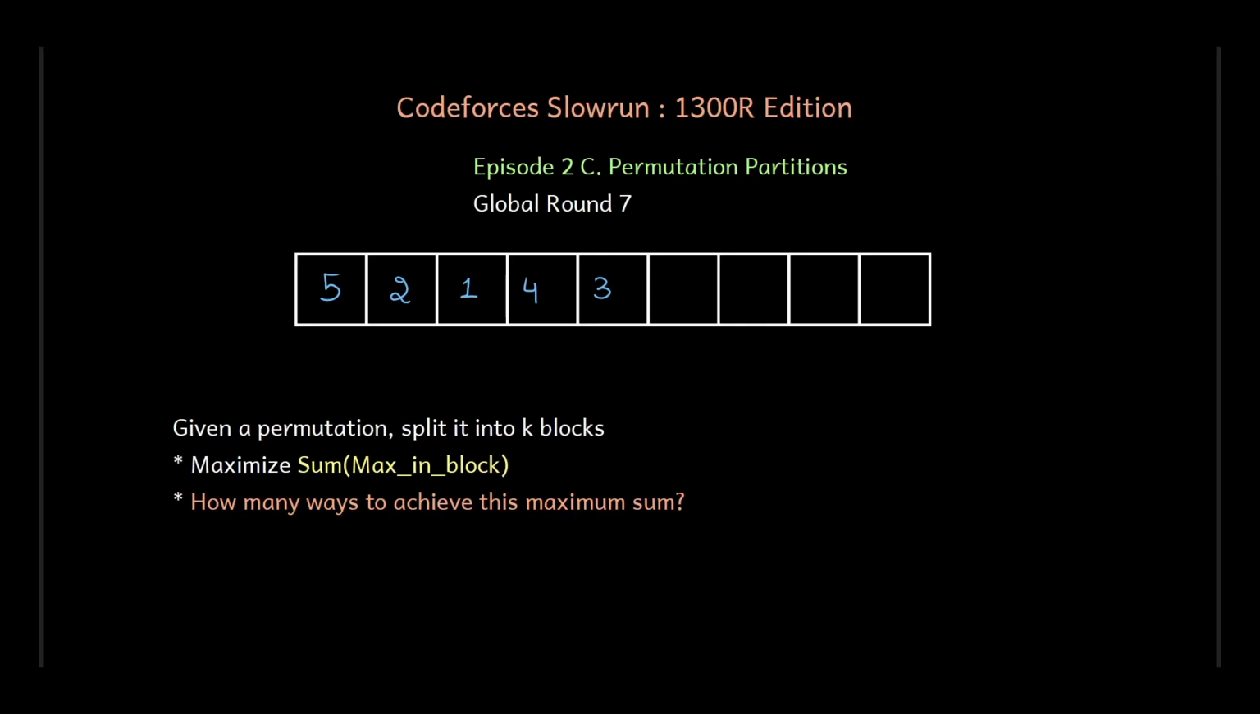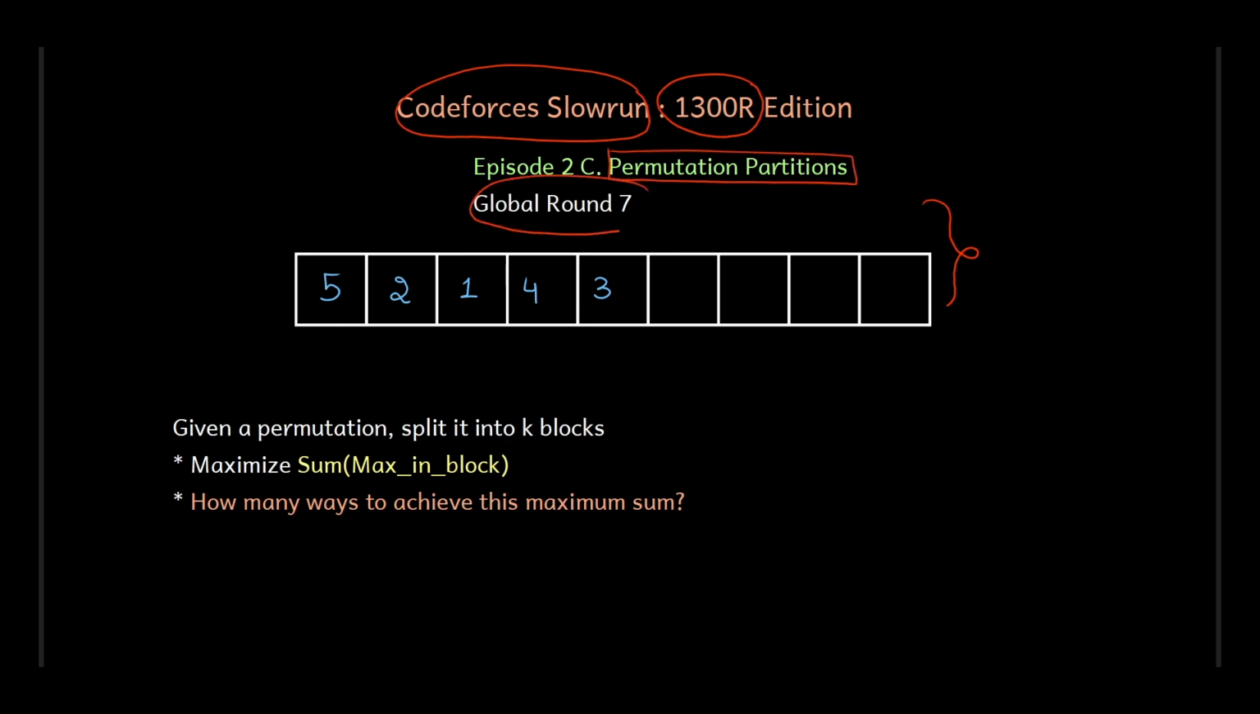Welcome to the second episode of Codeforces Slowrun series, where we look at a random 1300 rated problem from Codeforces and we brainstorm the ideas that are required to solve that problem. In this video, we will look at problem C, Permutation Partitions from Codeforces Global Round 7.